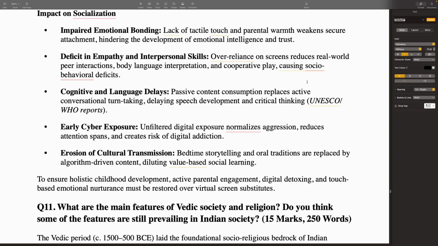Erosion of cultural transmission. Bedtime storytelling and oral traditions are replaced by algorithm driven content, diluting value based social learning. To ensure holistic childhood development, active parental engagement, digital detoxing, and touch based emotional nurturance must be restored over virtual screen substitutes.